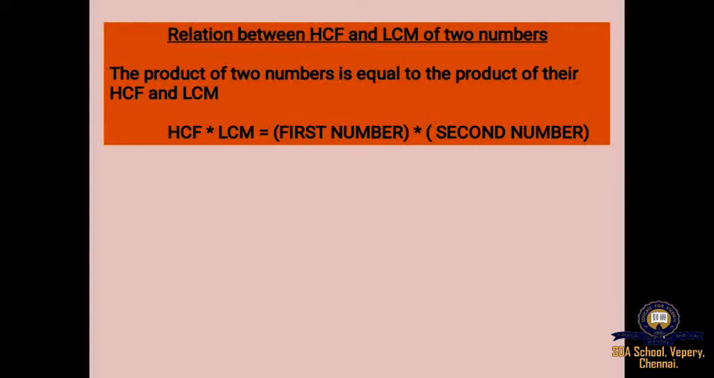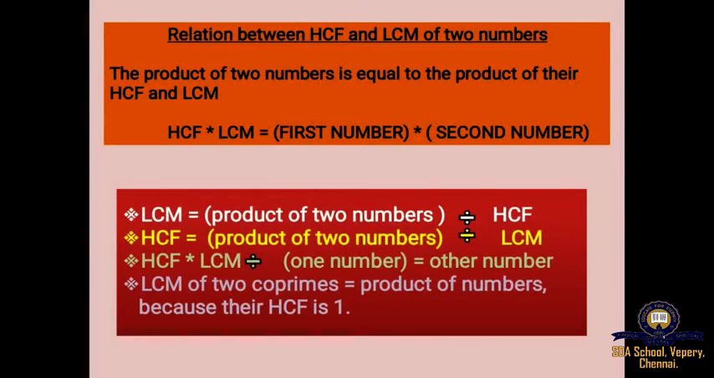The product of two numbers is equal to the product of the HCF and LCM. HCF into LCM is equal to first number into second number. It follows that LCM is equal to product of two numbers divided by HCF. HCF is equal to product of two numbers divided by LCM.